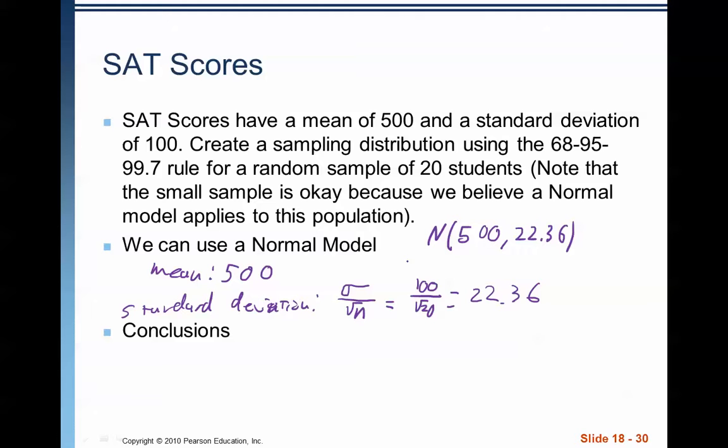Now we can make our distribution using the 68, 95, 99.7 rule. So I'm going to draw my normal model.